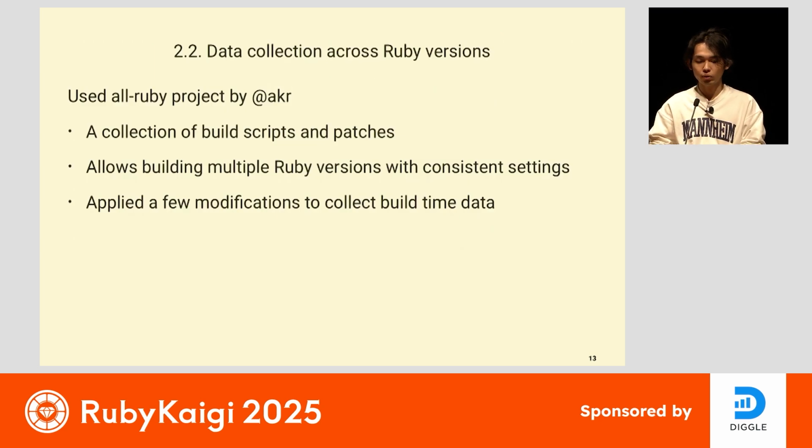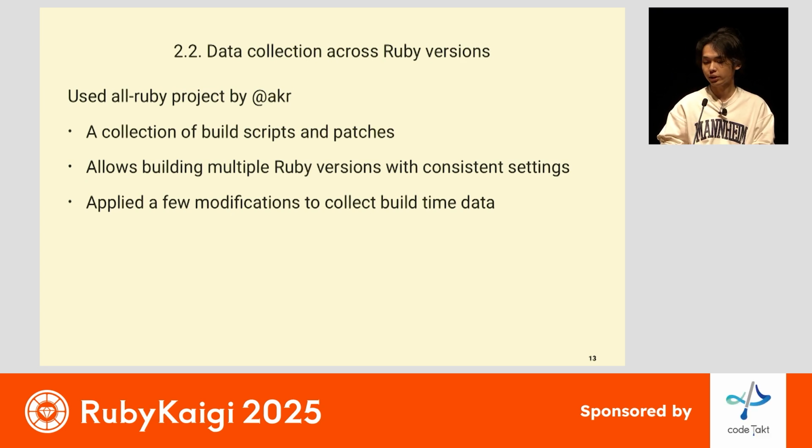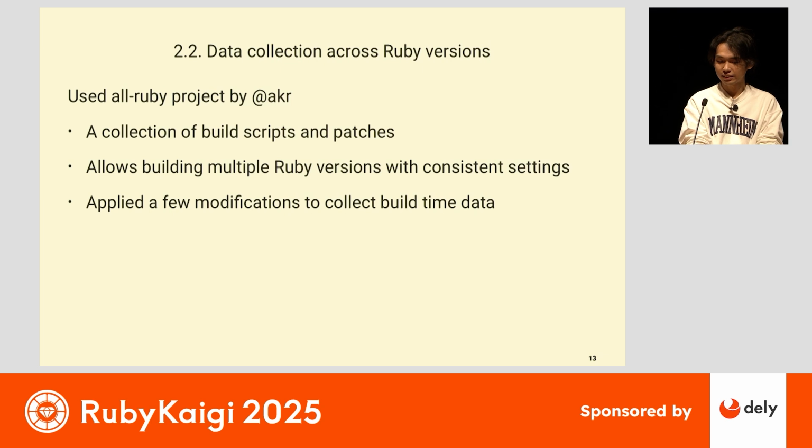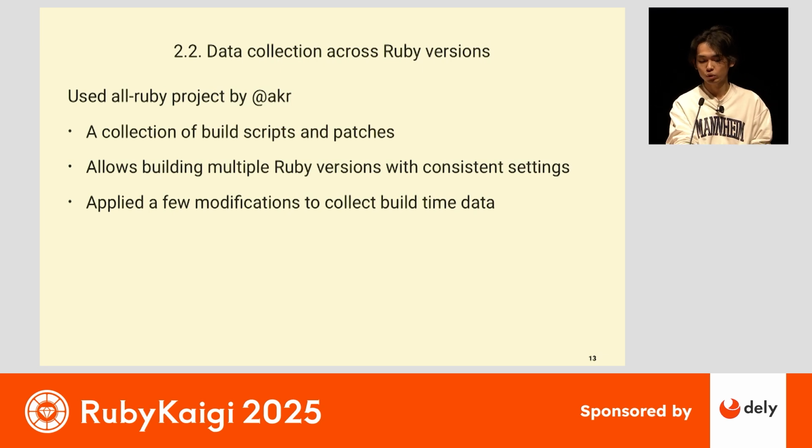So now we have a way to analyze the build trace. But let's look at how build times have changed across Ruby versions. For this analysis, I used the all-ruby project created by akr. This project is really helpful because it provides a consistent way to build different Ruby versions, and it includes all the necessary patches and build scripts to make older versions buildable on modern machines. I modified it a bit to collect more information, but it's working pretty well.